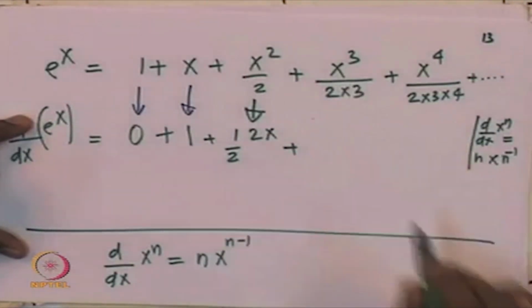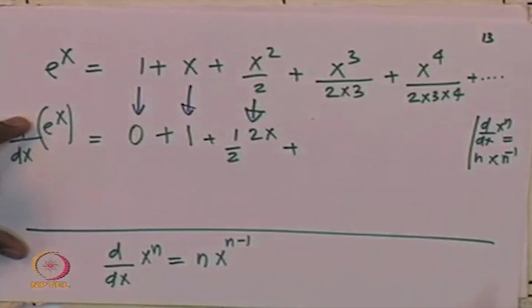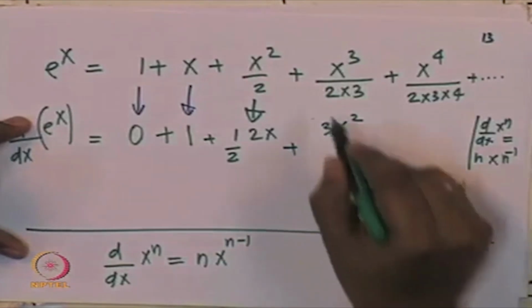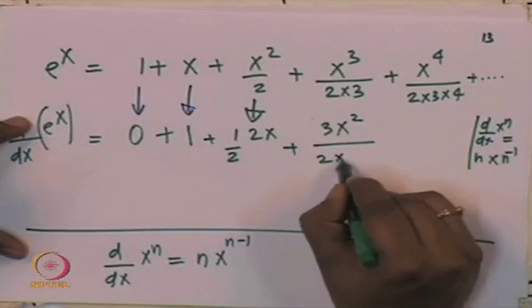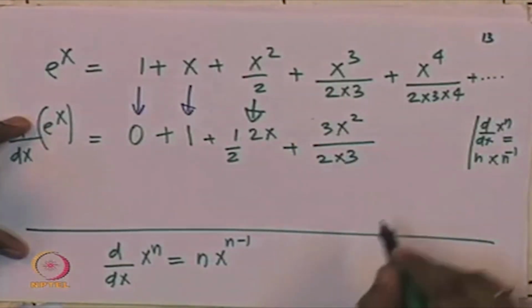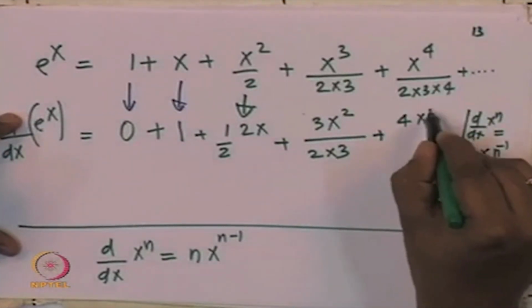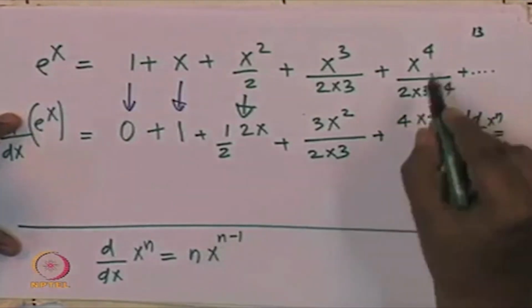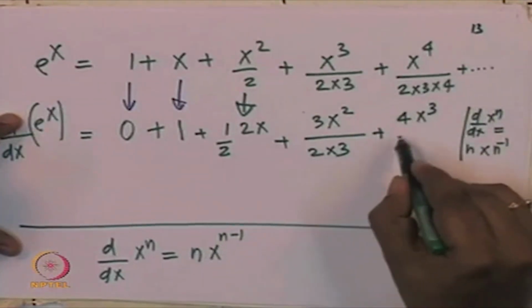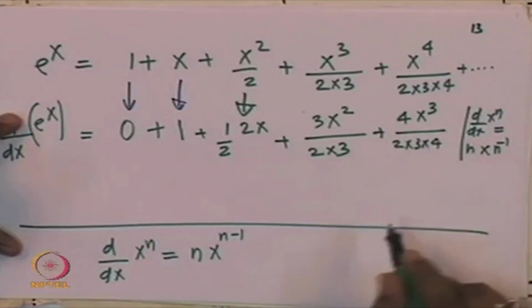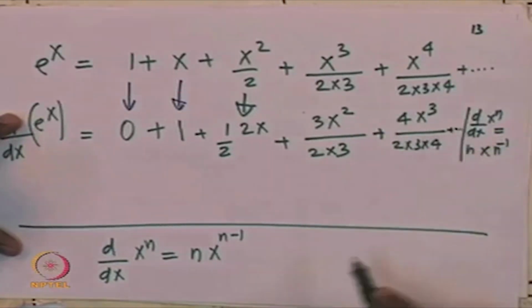Now, what is the derivative of x cube? The derivative of x cube is 3x square, and whatever the denominator is remains, 2 times 3. What is the derivative of x power 4? According to this rule, it is 4x power 3, and whatever the denominator is remains that way, plus so on and so forth.